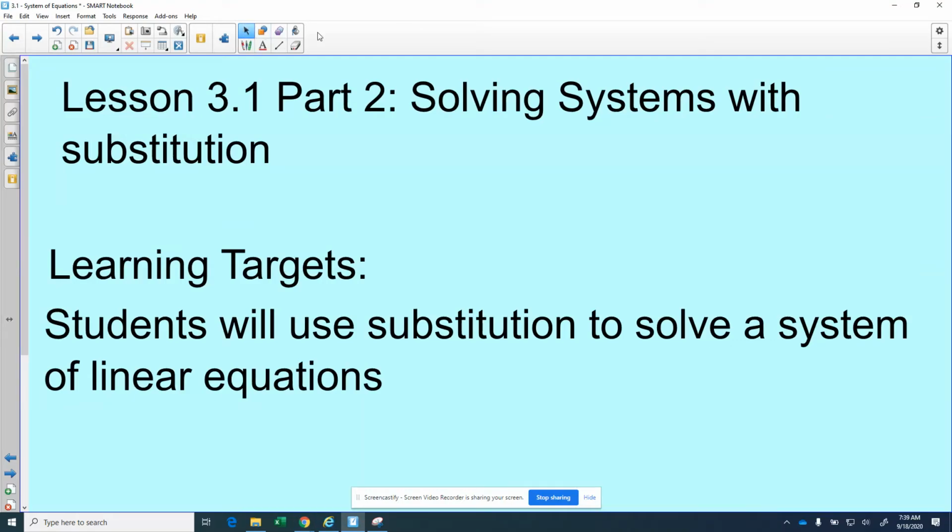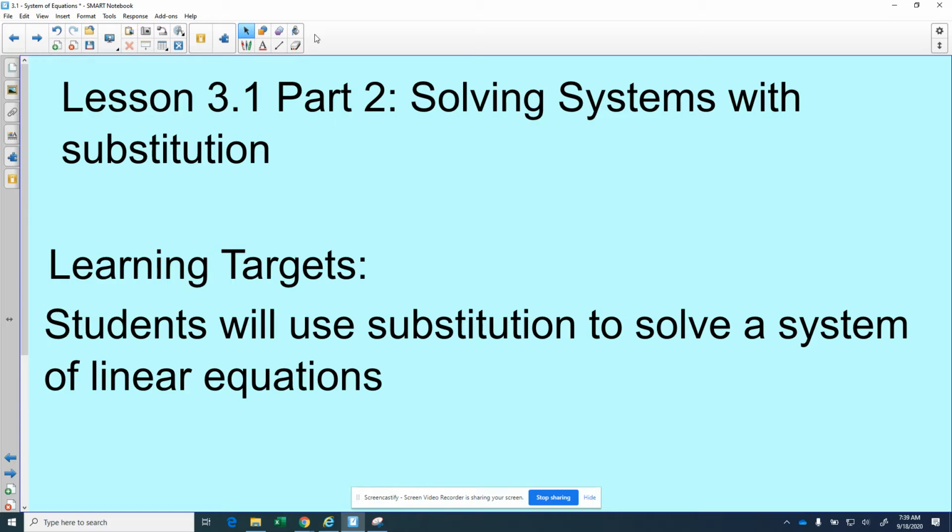Good morning, everyone. What we're going to do today is talk about part 2 of the 3.1 lesson, and we're going to be solving a system using substitution. Just to clarify, in the last video, we talked about how we were going to solve a system using graphing. That would be done by taking two different lines, linear equations, graphing them out, and seeing what coordinate they both cross at.